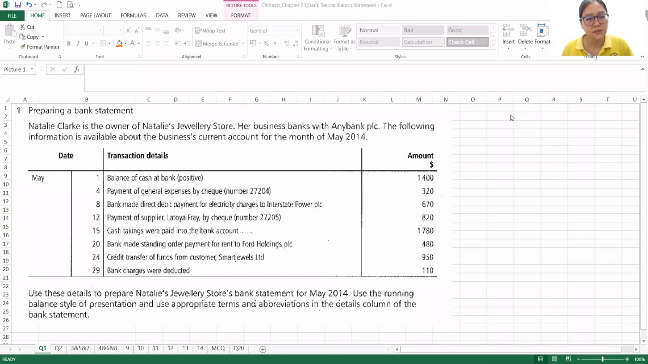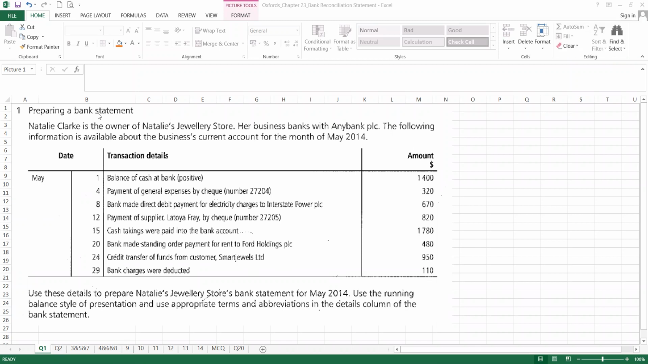Okay, we're going to continue the bank reconciliation statement, which we will start from the question as usual. Question 1, I will do it. Question 2, you will have to practice yourself. And the alternate question, you have to do it after the class. Okay, let's continue.